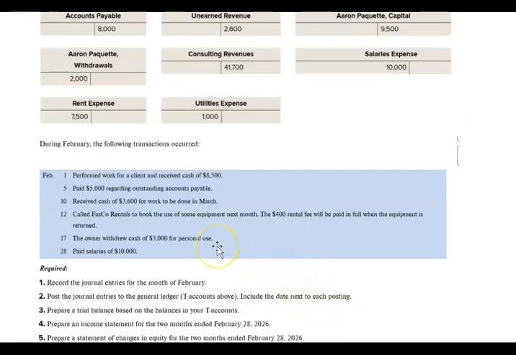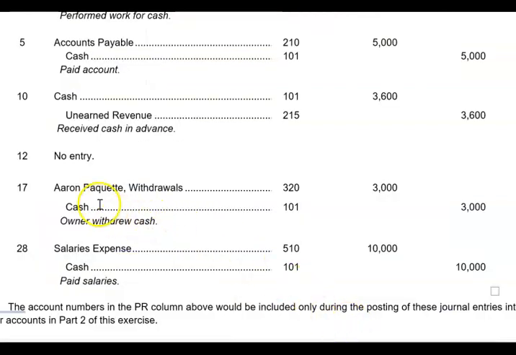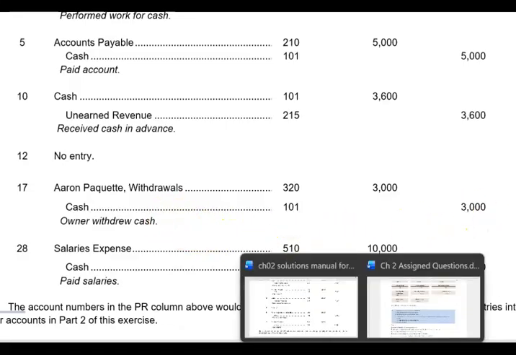February 17th, the owner withdrew 3,000 cash for personal use. So again, nothing personal can go through the books for the company. So the owner has to take a withdrawal. So we have Aaron Paquette withdrawals 3,000, and then Aaron withdrew cash, so we're going to reduce cash, a 3,000 credit for cash, and owner withdrew cash.